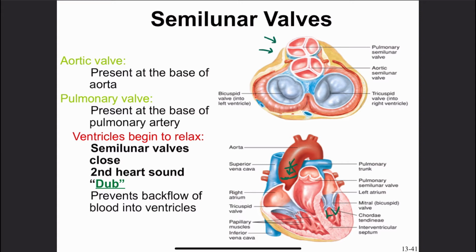And FYI, the try before you buy thing, I didn't say this in the other slide, but the tricuspid valve is called the tricuspid valve because you can see that it has 3 flaps to it, whereas the bicuspid valve is called the bicuspid valve because it has 2 flaps to it.